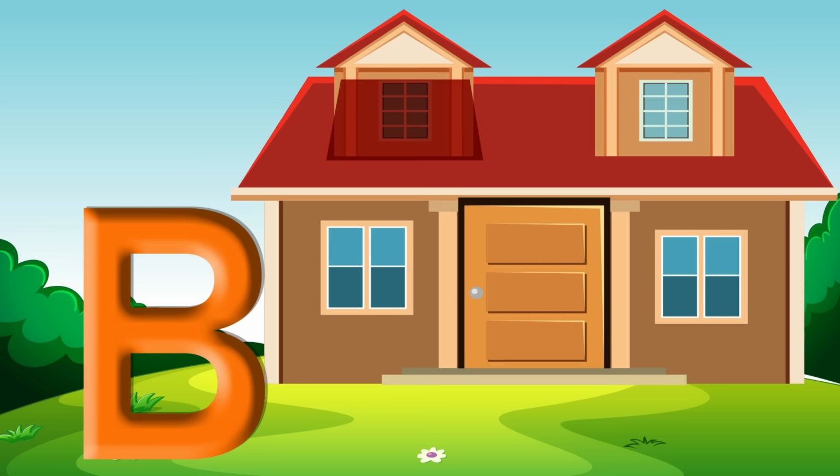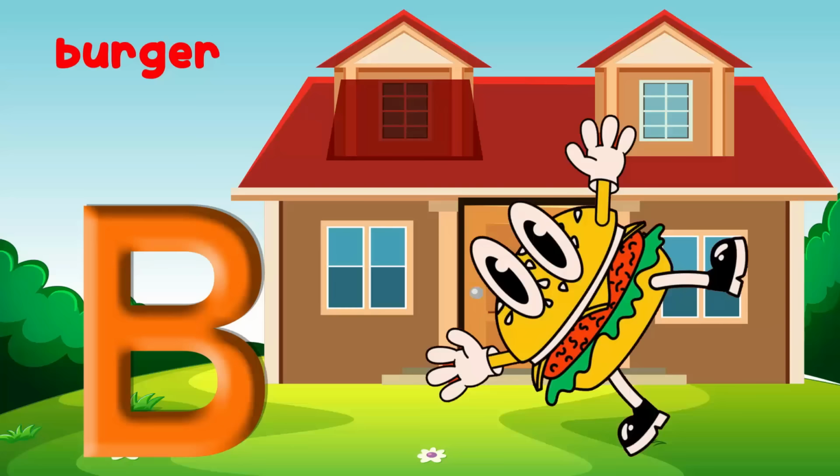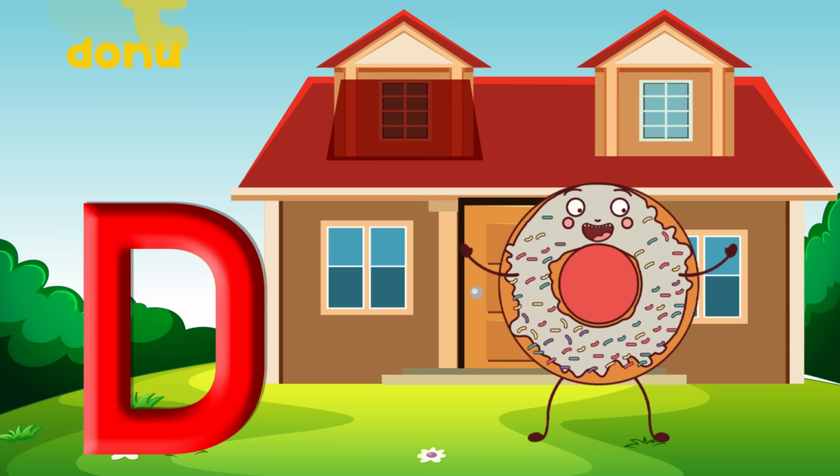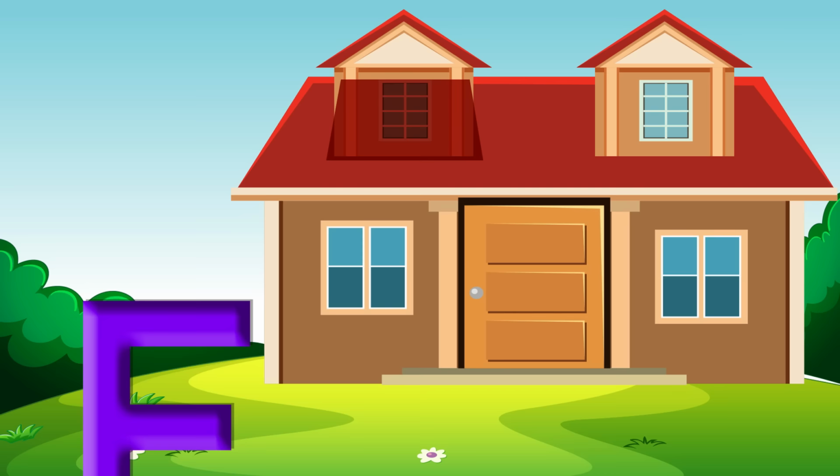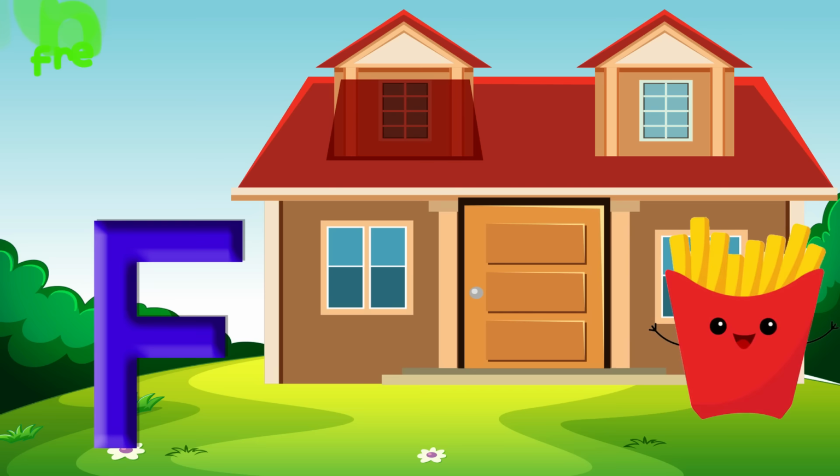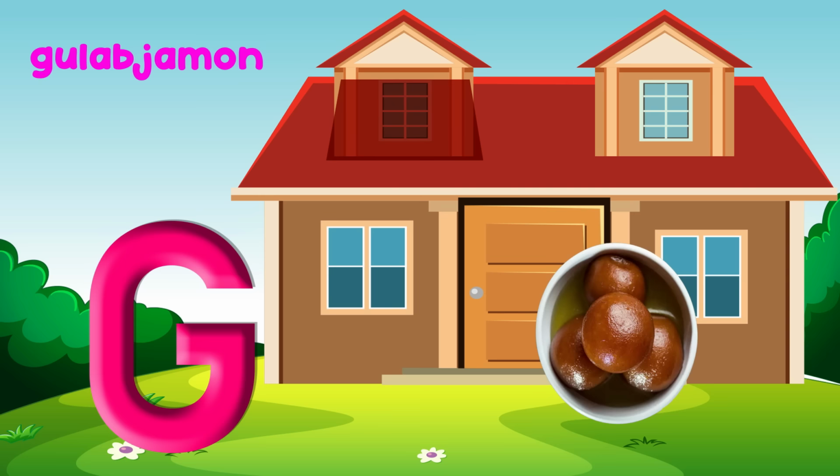A is for almond joy, almond joy. B is for burger, burger. C is for chocolate, chocolate. D is for donuts, donuts. E is for egg, egg. F is for French fries, French fries. G is for gulab jamun, gulab jamun. H is for hot dog, hot dog.